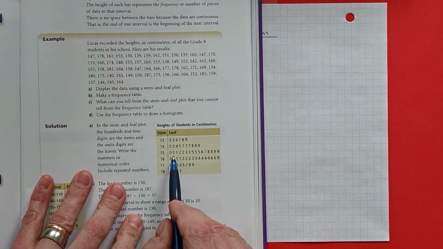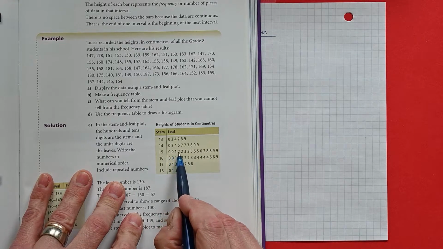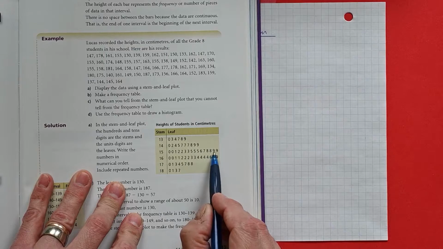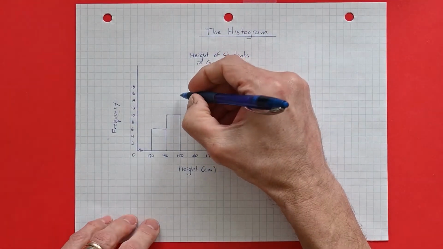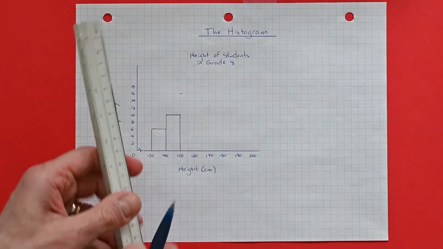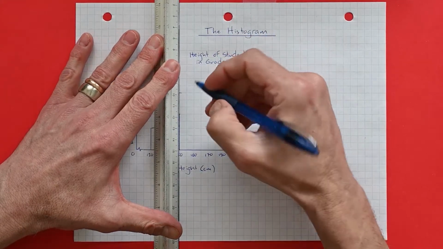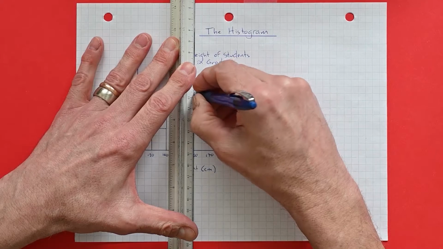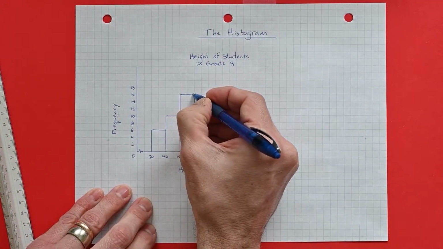Let's take a look at the ones in the interval of the 150s. We have 1, 2, 3, 4, 5, 6, 7, 8, 9, 10, 11, 12, 13, 14, 15, 16. So we'll make our next one go up to that level, which is here. In a moment, we'll compare the look of the histogram to the original stem and leaf plot to look for the similarities. So there's my next interval.